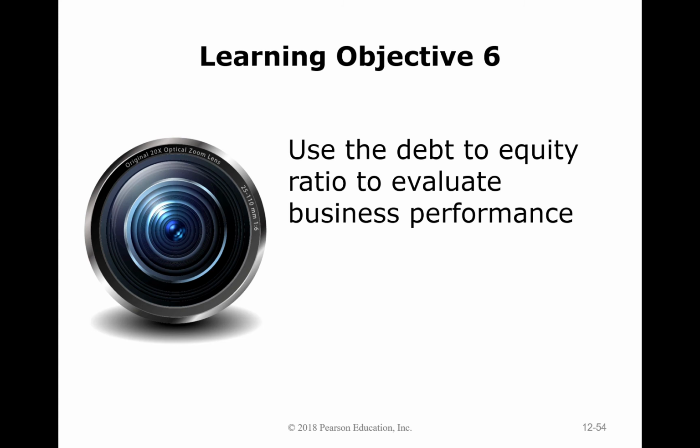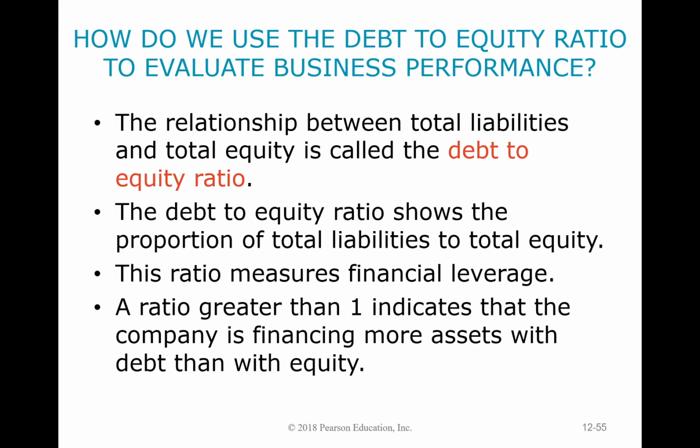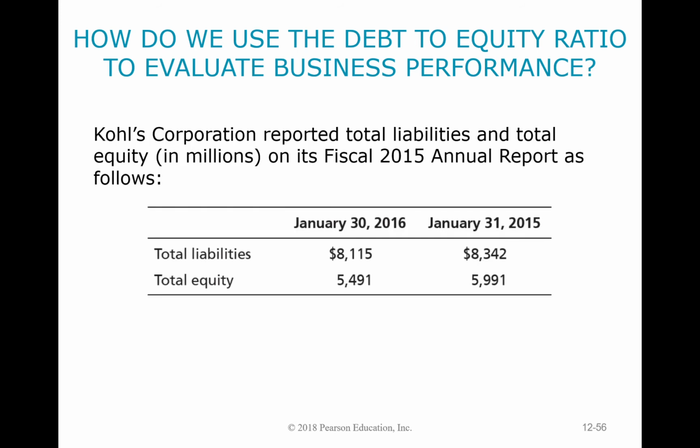So in this chapter, we're looking at the debt to equity ratio. When we look at debt to equity, what we're saying essentially is, are we using debt or are we using equity in the company to finance things? If we have a ratio greater than 1, that means we're financing more assets with debt than with equity. It means we're borrowing money as opposed to selling interest or ownership in the company.